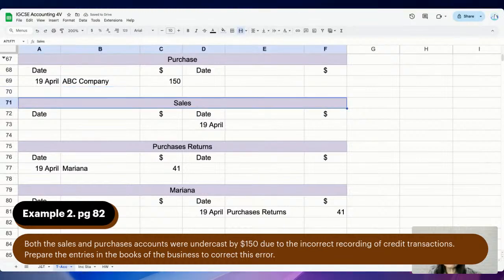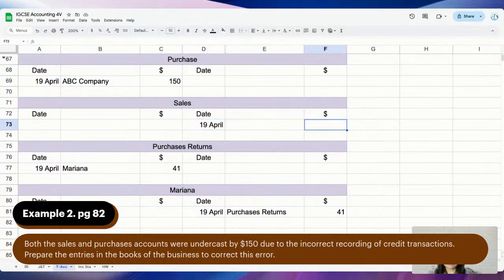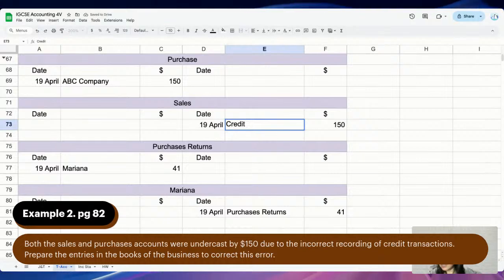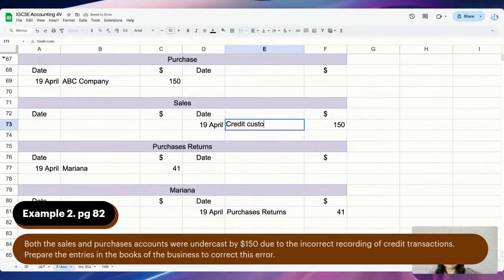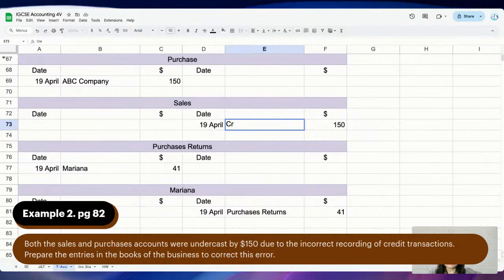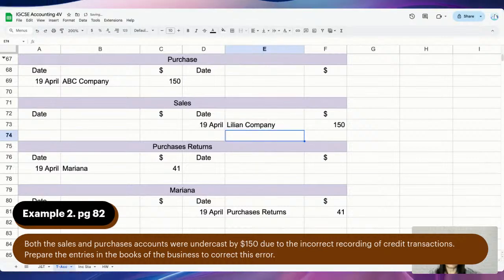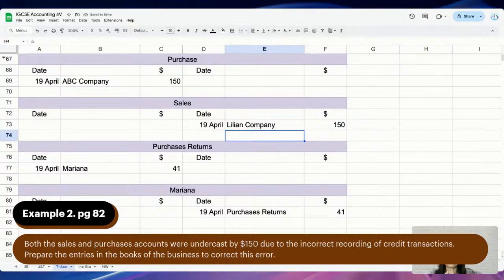The same goes for sales. For this case, another 150, you have to credit your customer. In the real case, the customer normally has a name. Let's say this company is Lilian company, so you have to put it like this. So this is the example for compensating.